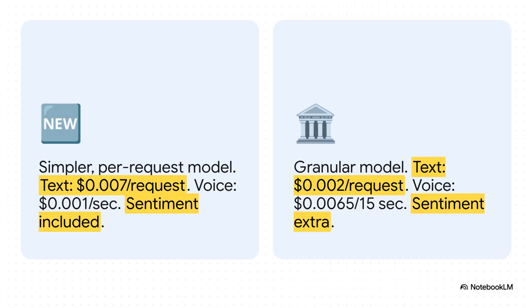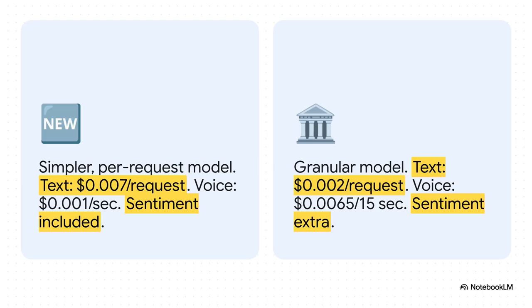Over on the right, you have the classic model, which is super granular. You kind of get nickel and dimed for extras like sentiment analysis. But now look at the modern CX model on the left. It's just simpler. Sure, the per-request fee looks a little higher, but key features are all bundled in, and the voice billing is much more straightforward.